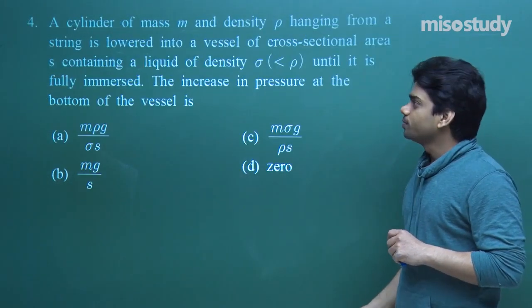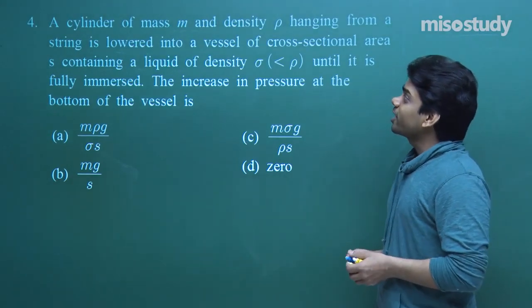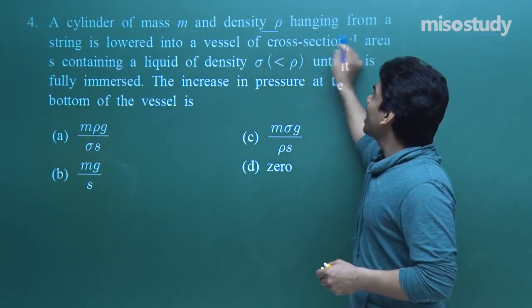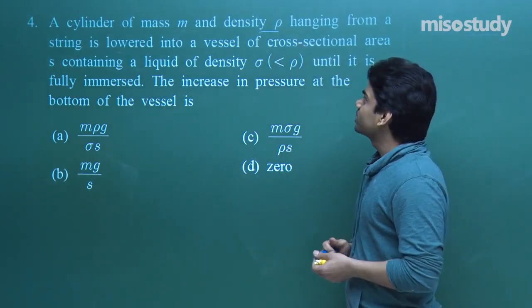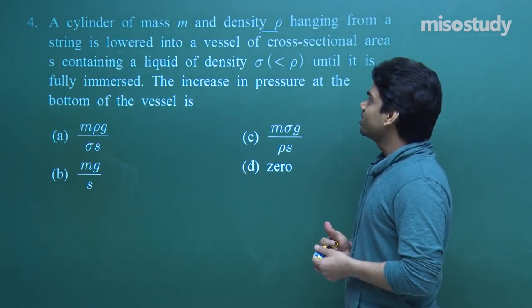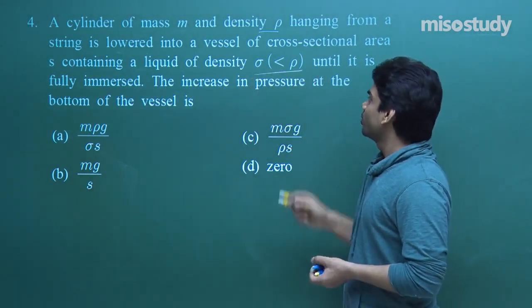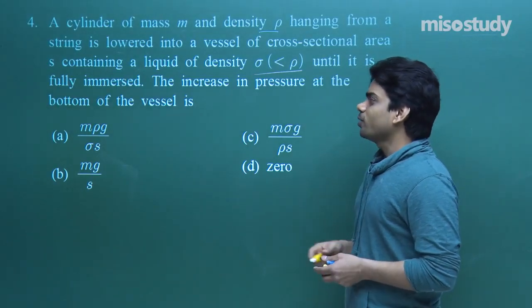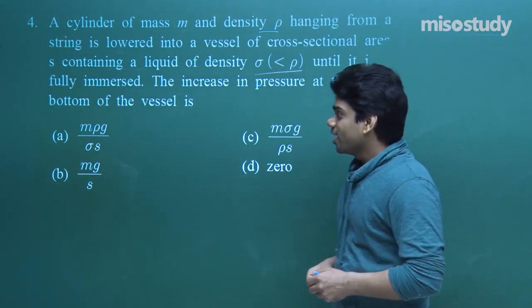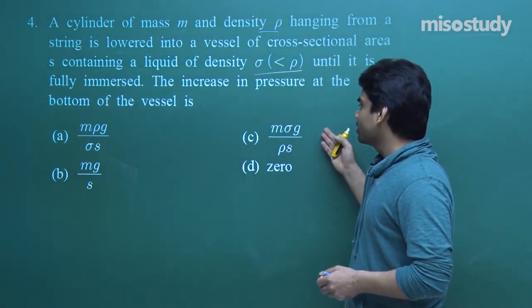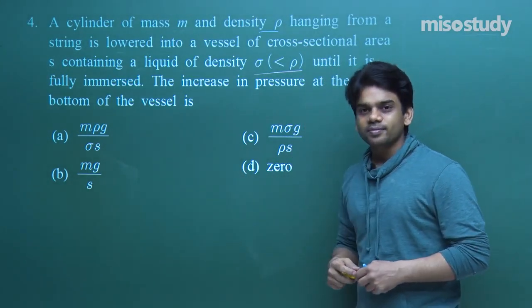Question number 4. A cylinder of mass m and density rho, hanging from a string, is lowered into a vessel of cross-sectional area S containing a liquid of density sigma, which is less than rho, until it is fully immersed. The increase in pressure at the bottom of the vessel is A, m rho g by sigma S, B, mg by S, C, m sigma g by rho S, and D, 0.